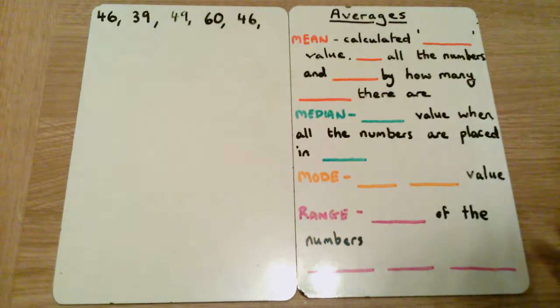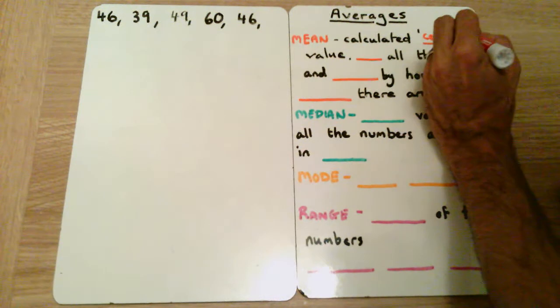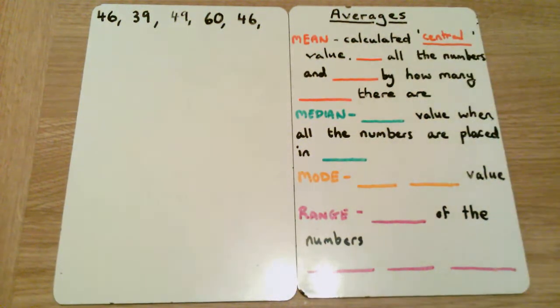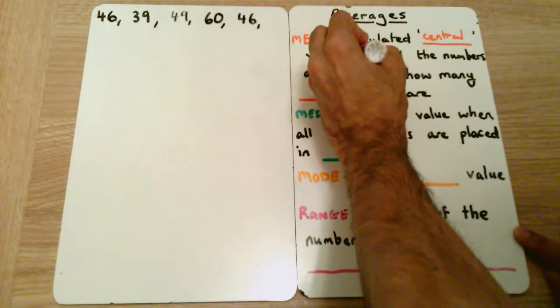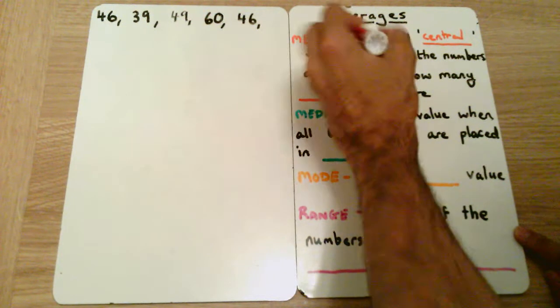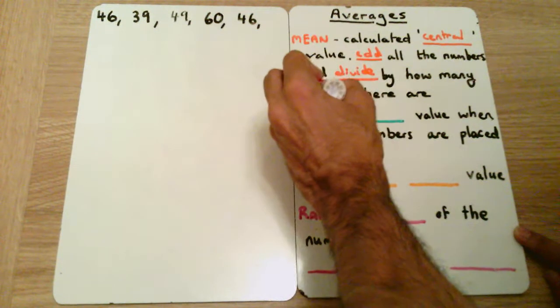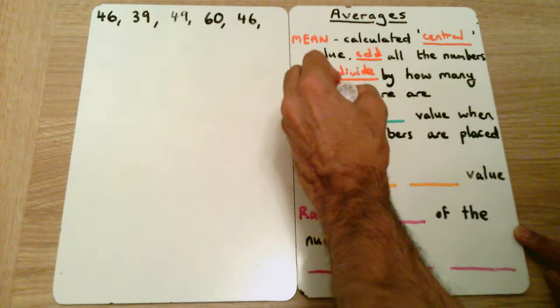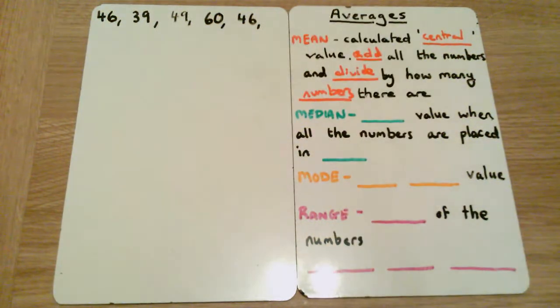It's a calculated central value and it represents a number which is obtained by adding all the numbers together and then dividing. So you add all the numbers together and then divide by how many numbers there are. It's sort of like sharing out things equally amongst the values present.